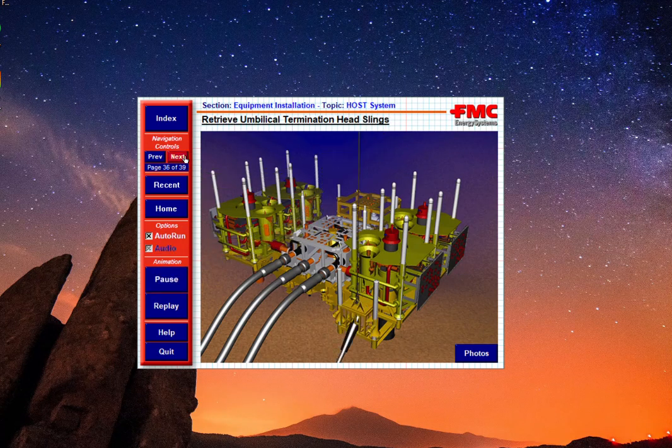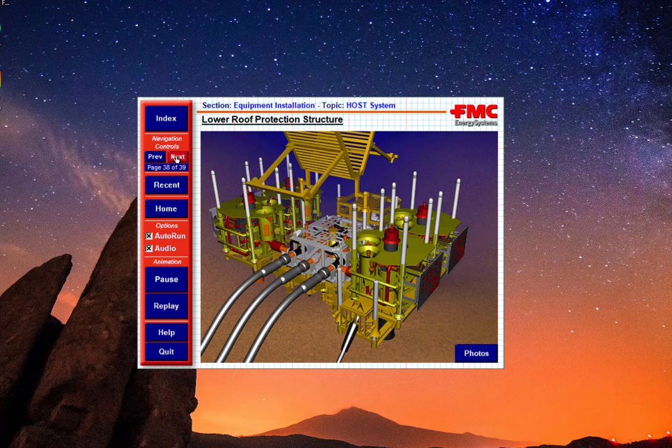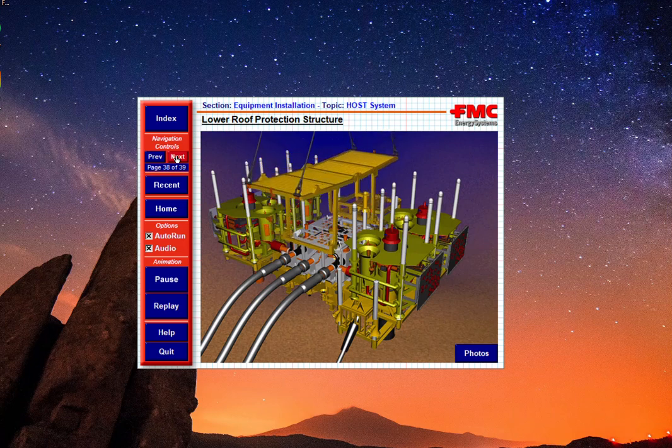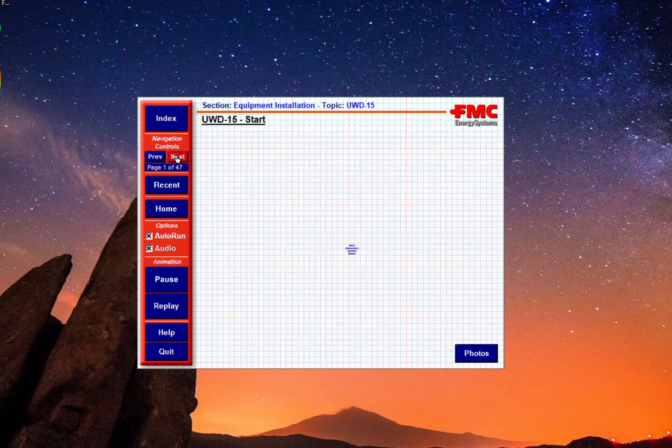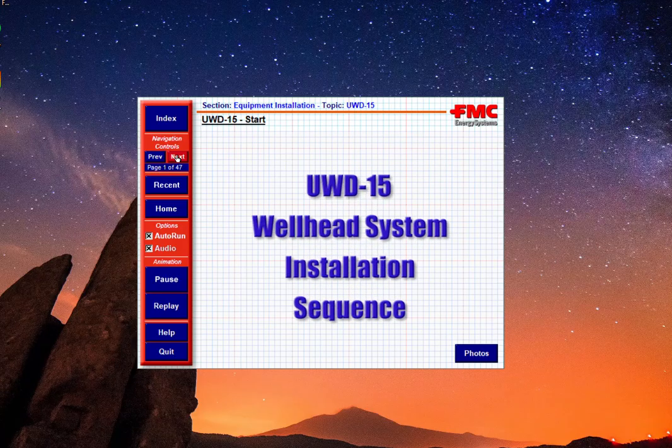The ROV installed. Let me see. This is the roof, which is often there just to protect against, say, fishing nets and whatever is coming on top. FMC's UWD-15 wellhead system. And here is the wellheads and casings more in detail. Full metal sealing subsea drilling system.